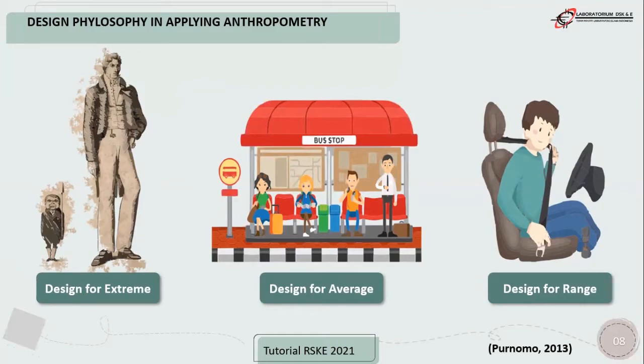The application of anthropometric data for product design and work facilities in public space, you can use the design for average because it has the 50th percentile like that. And then for design for range, the design can be changed in size so that it can be flexible enough to be operated by everyone who has various body sizes.